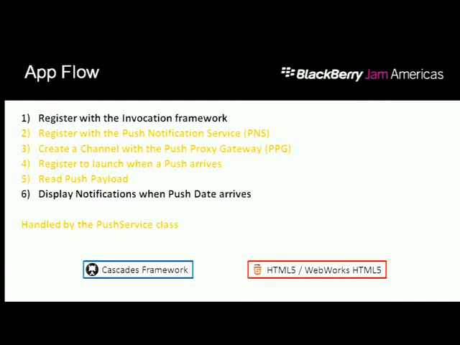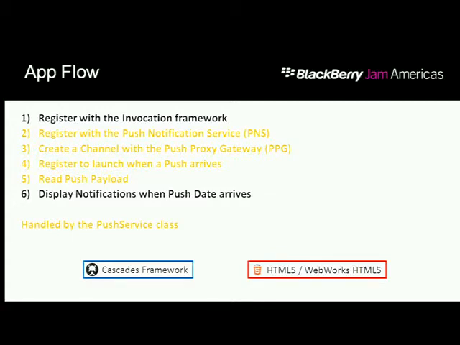As far as application flow goes, the first thing your application does when it gets installed is register with the Invocation Framework. That happens automatically by reading values from your bar descriptor, which also has your permissions. The next four spots are highlighted in orange, and that's just to denote that that's all handled by one class. No matter what your approach is, there's one class that's going to be there to register with the push notification service and create a channel with the push proxy gateway. That's a big fancy way of saying to tell the BlackBerry push service out in the cloud that your device has installed this app and it wants to receive pushes. I'll get into that a bit more in a second.